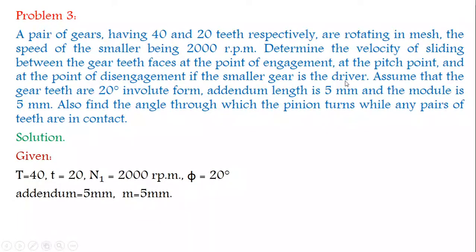Here the smaller gear is the driver. Smaller gear means the pinion is the driver and the gear is the driven. Assume that the gear teeth are 20-degree involute form. Addendum length is 5 millimeter and the module is 5 millimeter. Also find the angle through which the pinion turns while any pair of teeth are in contact.